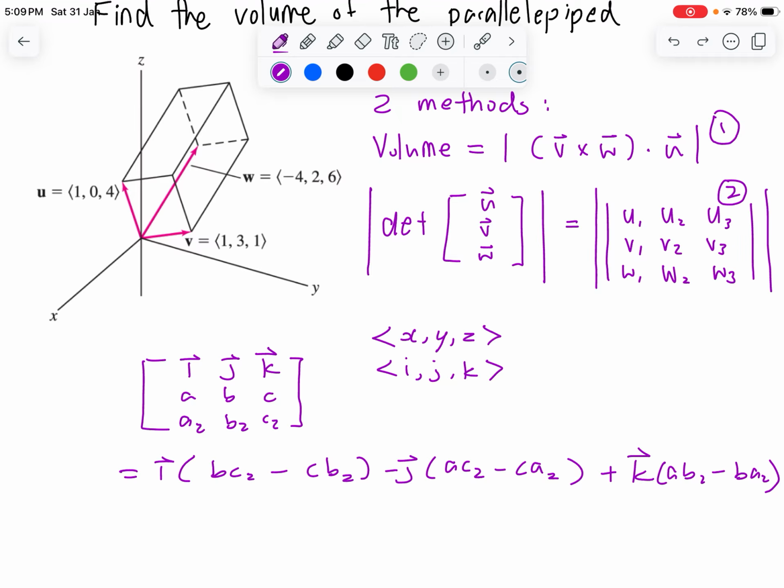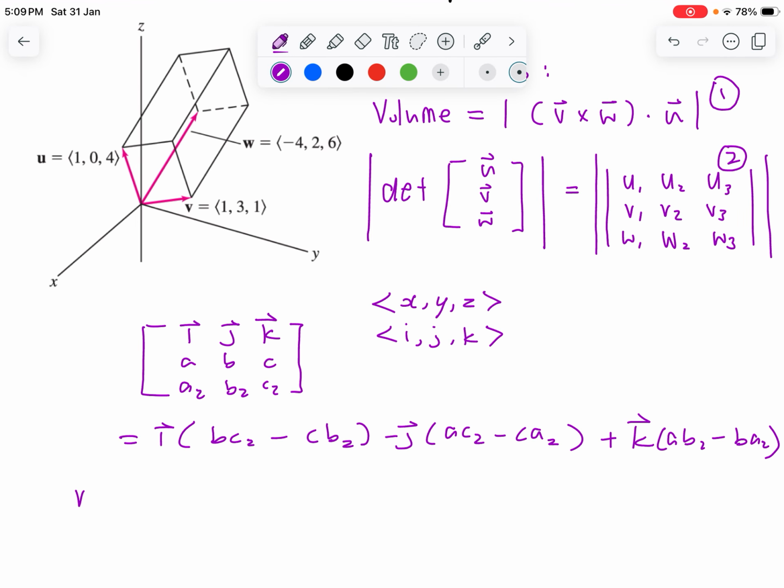Just to mention also why we use absolute value here is because volumes obviously can't be a negative number, so that's the only reason why. So let's try doing that. So we know v, let's just write it more clear here so we don't have to scroll back up. V is 1, 3, 1. W is -4, 2, and 6. And then, U is 1, 0, and 4.